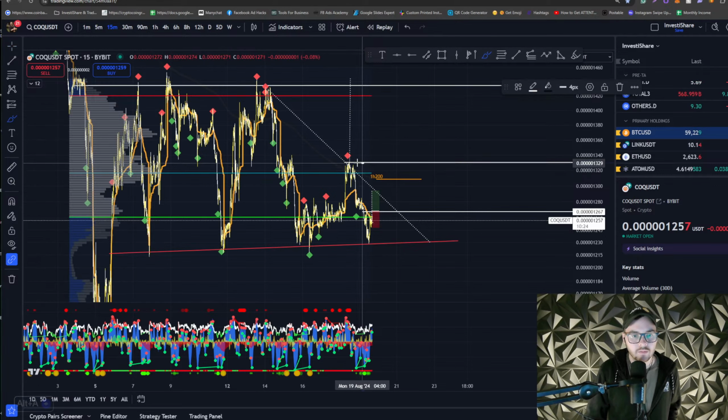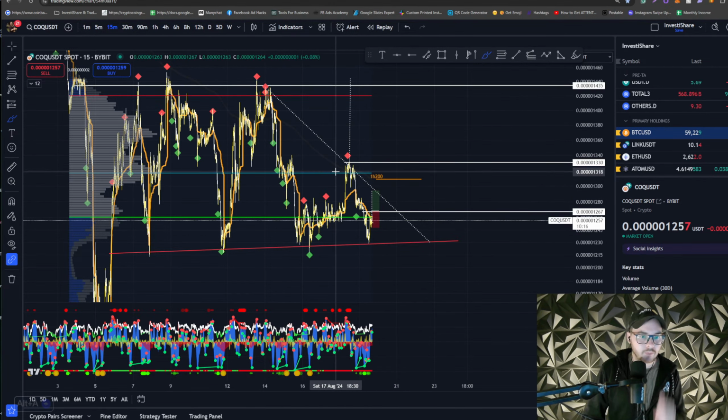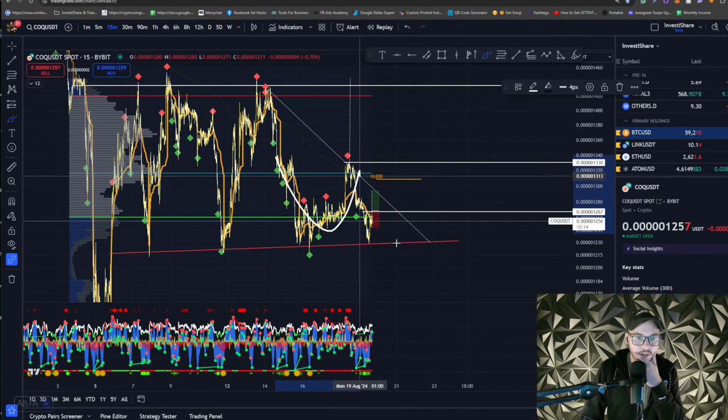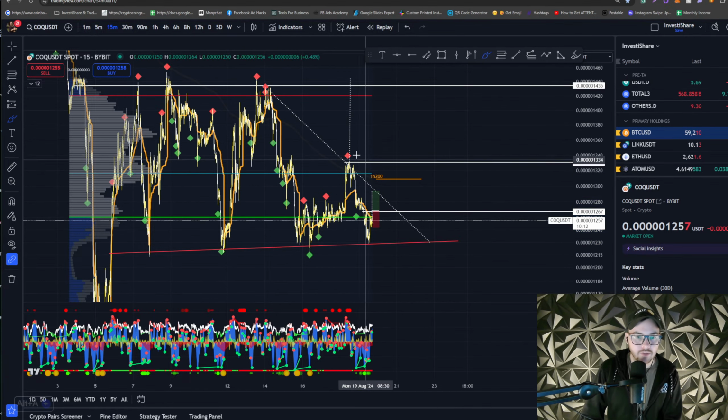So we might have continuations that bring us up to here, but be very, very cautious of the point of control area here. Could just easily get rejected. Don't assume structure, but visualize the potential of it.